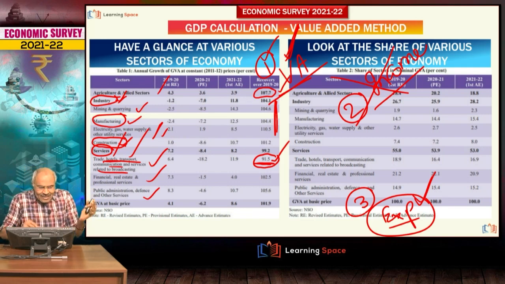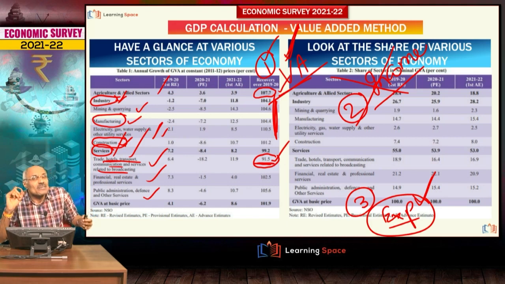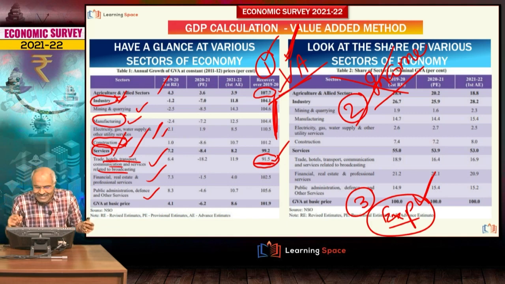Whereas for other sectors, we crossed the pre-COVID levels. So therefore, some people say the economic recovery is not V-shaped. It is a K-shaped recovery because of this precise reason. I hope you got clarity. And now let us look at this.